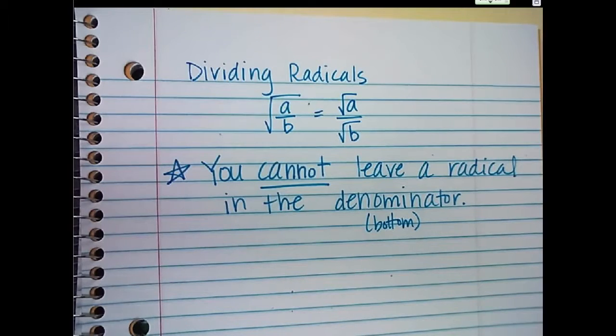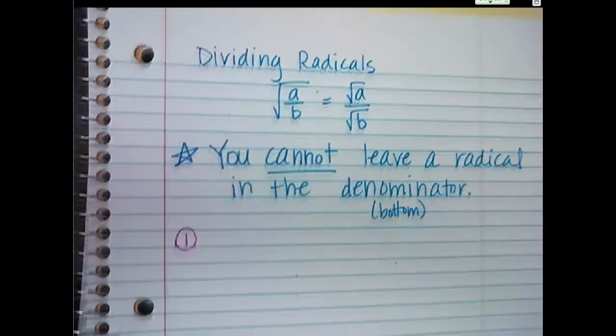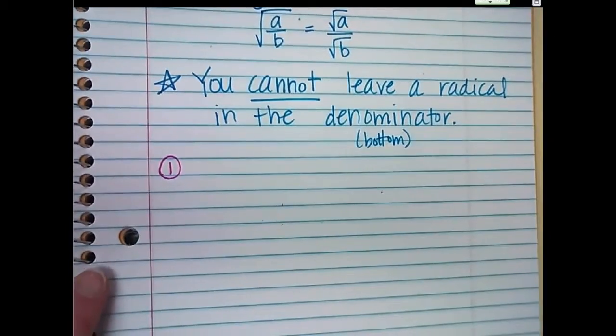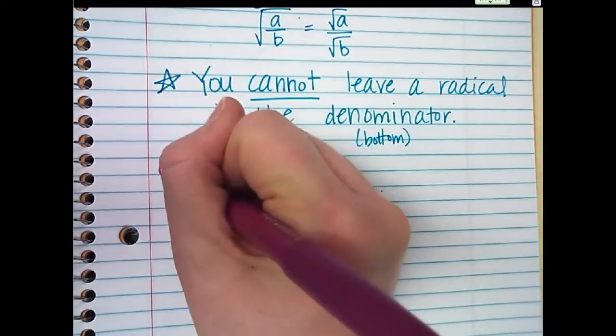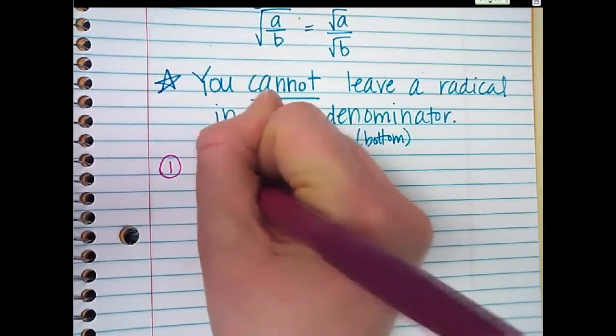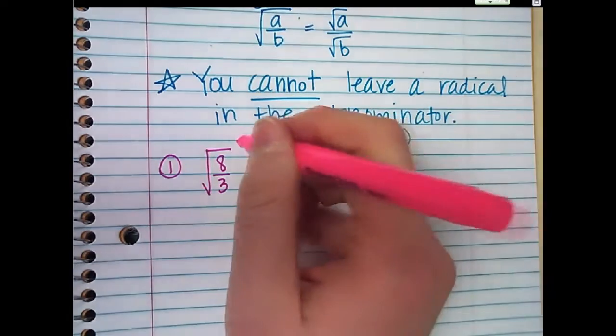Okay, so we're just going to work several examples. They're not too bad. Is everyone done writing? We're up to number 1. Okay, square root 8 divided by 3, square roots over the whole thing.